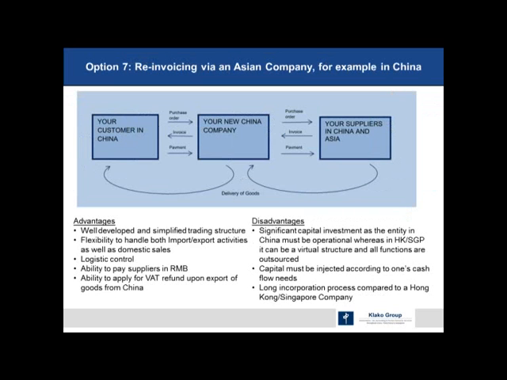Another option is obviously not utilizing Hong Kong or Singapore, but going directly into each of your Asian jurisdictions and setting up an entity there. I've given an example here for China, but you could go directly from your home jurisdiction and set up structures in Vietnam, in India, in China without having a holding structure or a regional headquarter that could be established, for example, out of Hong Kong or in Singapore.